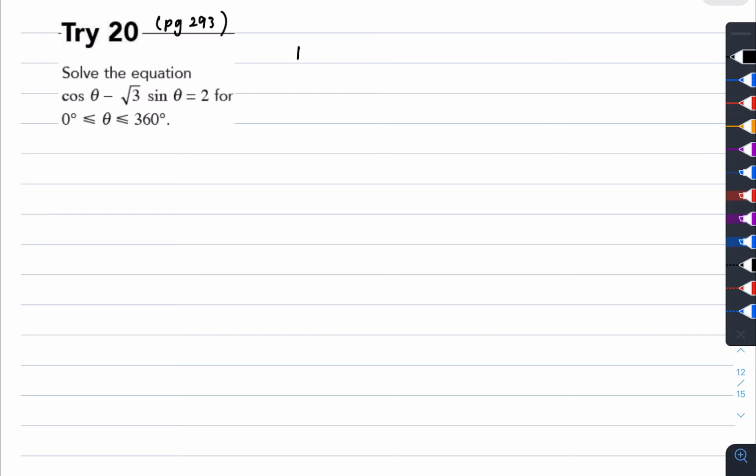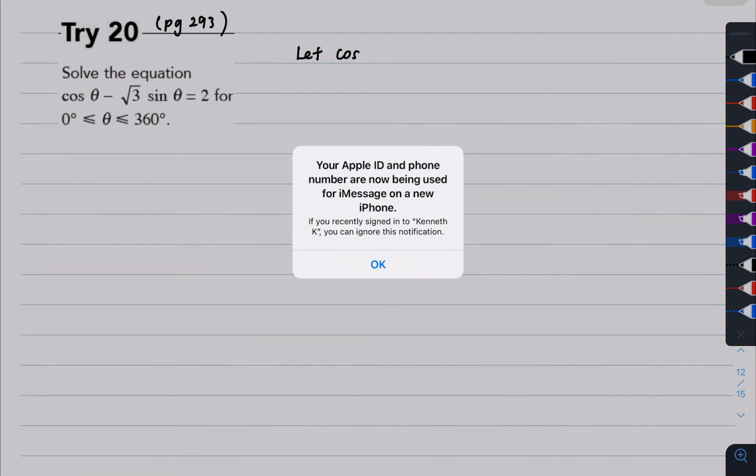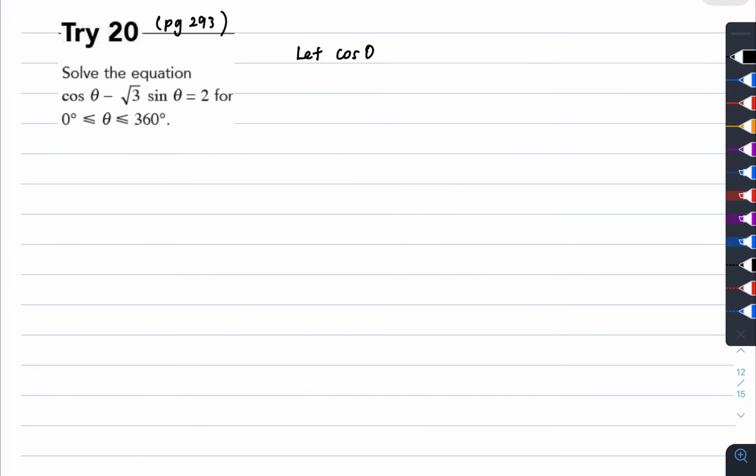So what I can do is to transform this to a single R formula, then I can remove this slowly. So let me take cosine theta minus root 3 sine theta equals to, and I will make use of the R formula first. It will be R, the cos in front, so I'm going to use the cos version, and I have a theta and alpha. If you notice, this is a minus. What I need here is a plus. This is how I form the thing first.